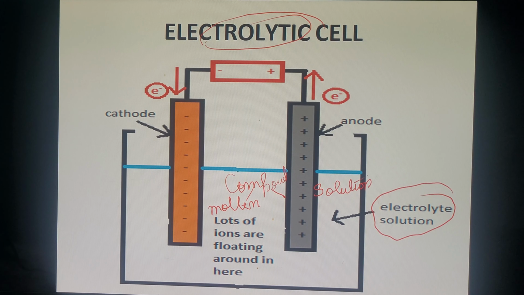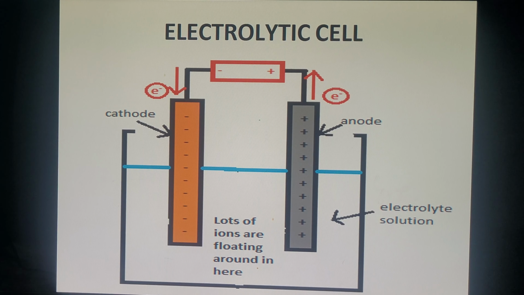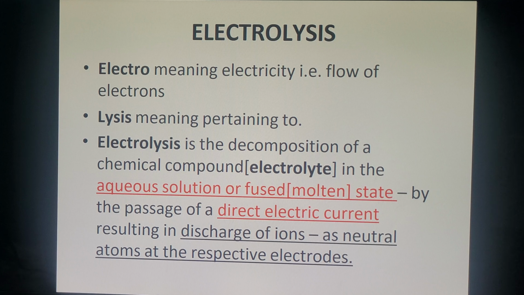Then I require two metallic plates. The one that is connected to the negative terminal of the battery will be called the cathode. The one that is attached to the positive terminal of the battery will be called the anode. So now we will come back to our definition of electrolysis. So what is electrolysis, children? As you can see here, look at the first keyword that I am marking. It is the decomposition of a chemical compound.